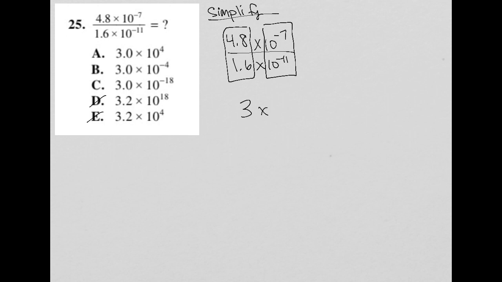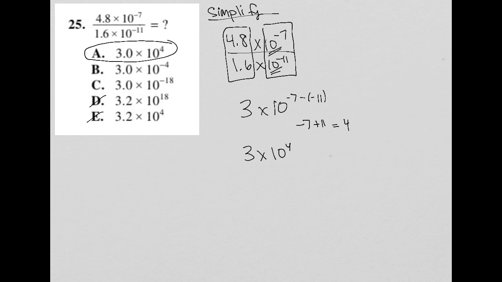Now, the difference here is when I divide numbers that have an exponent, if the bases are the same, which they are, they're both 10, that base remains the same. And what I do with the exponents is I subtract the exponents, right? So negative 7 minus negative 11, which turns into negative 7 plus 11, which is equal to 4. So my answer should be 3 times 10 to the 4th power, and therefore the answer should be choice A.